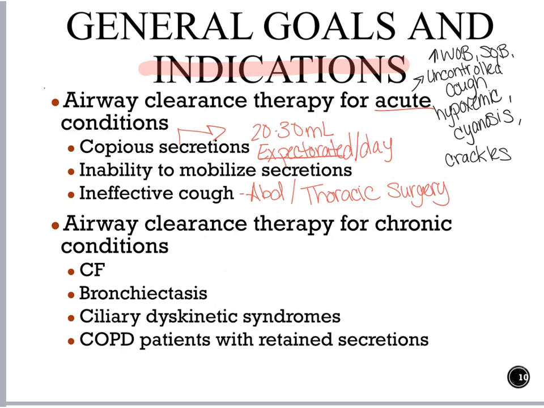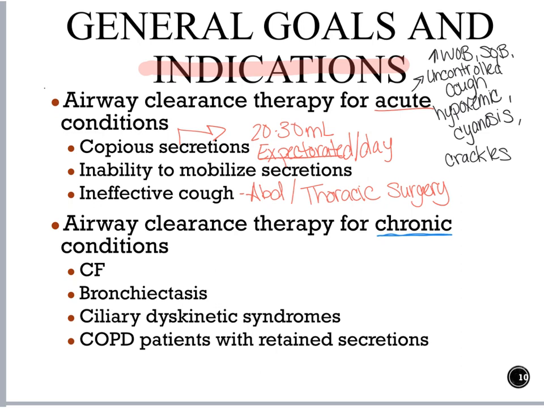Okay, so for airway clearance therapy for chronic patients, these are your big diseases that you will always do airway clearance with. You have CF, bronchiectasis, ciliary dyskinetic syndromes, and COPD patients with retained secretions, so if they're unable to get it up and out. The goal of airway clearance therapy is to assist patients in mobilizing secretions.